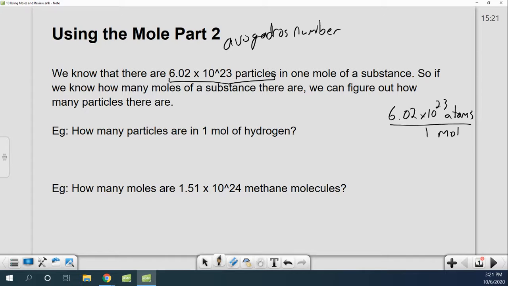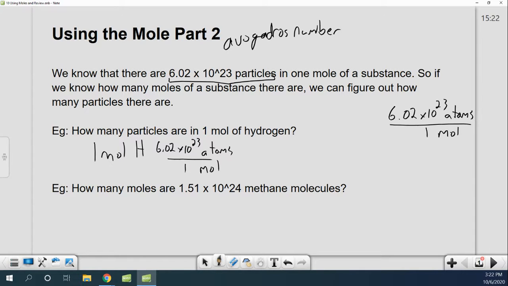So if we know how many moles of a substance there are, well, it's pretty easy to figure out how many particles there are, right? If I have 1 mole of hydrogen, if I need to get rid of moles and go into particles, or in this case, atoms, well, my conversion factor is just 6.02 times 10 to the 23. So all I have to do is multiply.